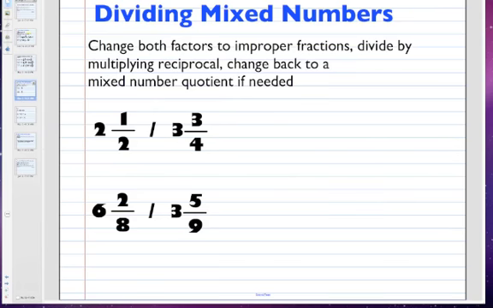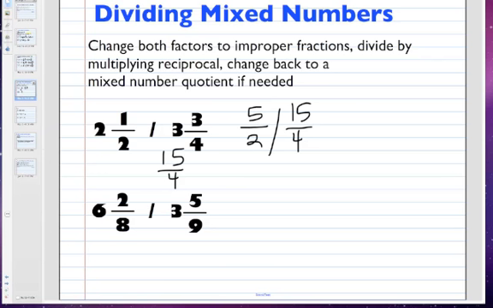All right, when you want to divide mixed numbers, the system is very similar. First, you want to change them to improper fractions, then multiply by the reciprocal, and then change back to a mixed number. So I have 2 and 1/2 divided by 3 and 3/4. So 2 and 1/2 is rewritten as 5 halves, and 3 and 3/4 is written as 15/4. So I really have 5 halves divided by 15/4.